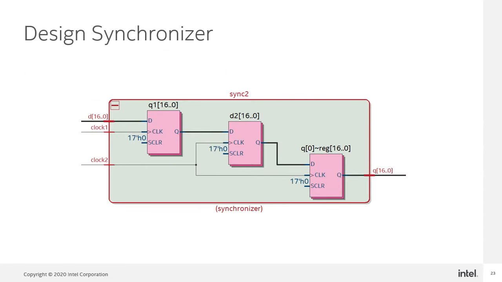Here is the synchronizer circuit that I used in the design. There are 2 clock inputs, one for each clock domain. The first set of registers labeled Q1 captures the data from the first clock domain. The second set of registers labeled D2 synchronizes the data to the second clock domain, and the third set of registers are there to mitigate metastability.